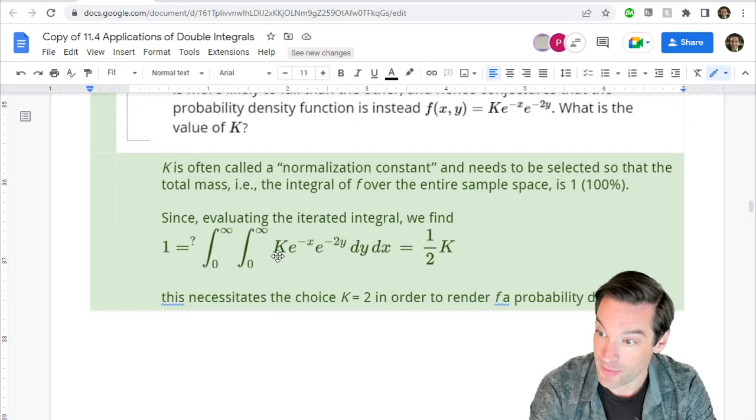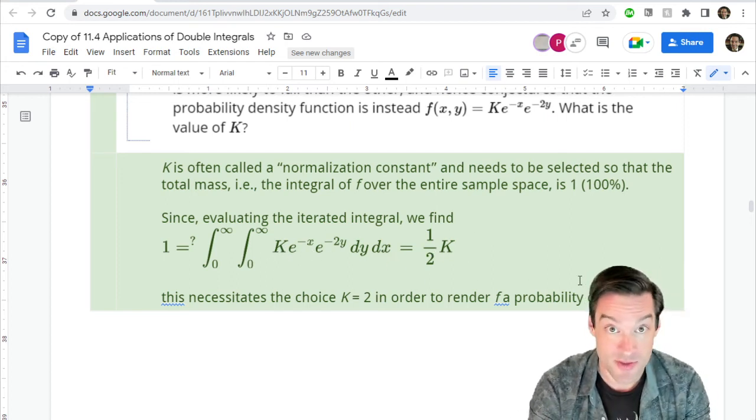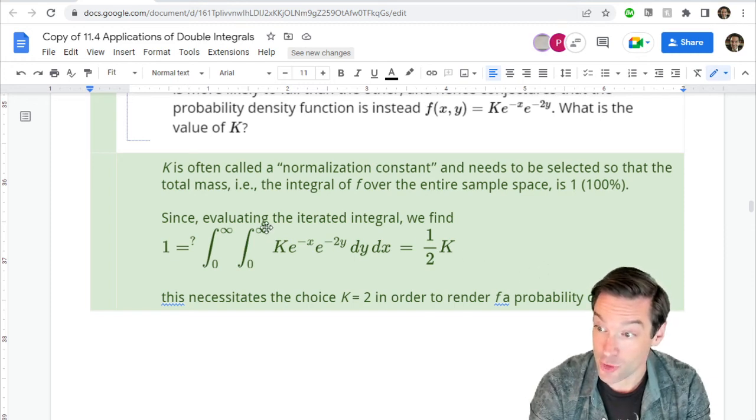So when I evaluate this double integral, k e to the minus x, e to the minus 2y, the double integral evaluates to 1/2 k. And so in order to normalize this probability density, k needs to be 1 divided by 1/2, or k needs to be 2. Right?